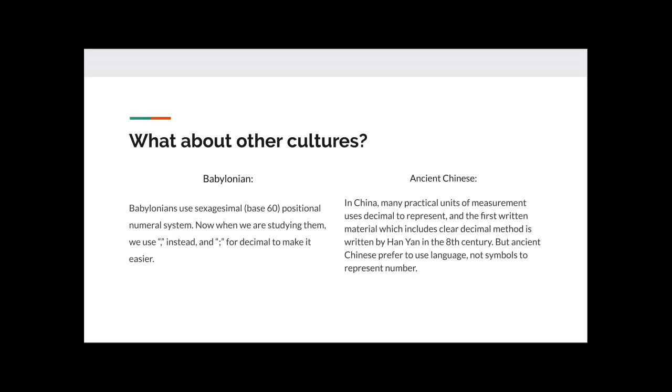And for ancient Chinese, some of the practical units of measurements, they use decimals to represent. And the first written material, which includes a clear decimal method, was written by Han Yan in the 8th century. But ancient Chinese people preferred to use language, not symbols, to represent the number.